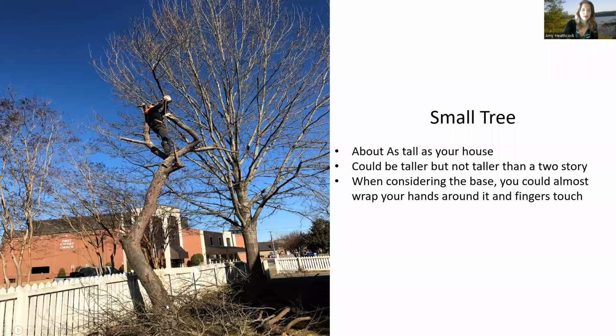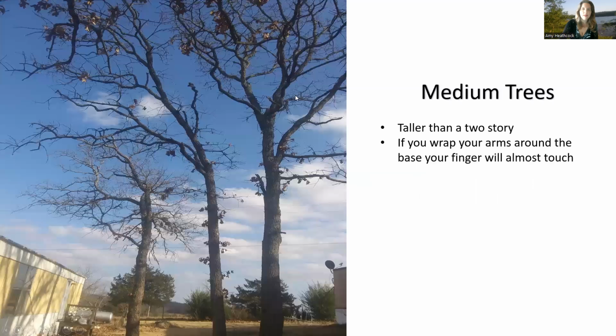All right, this here is a small tree, pretty close to a large tree. You can know what a small tree is when it is about as tall as your house. It could be taller, but not taller than a 2-story. When considering the base, you can almost wrap your hands around it and your fingers almost touch, or they do touch.